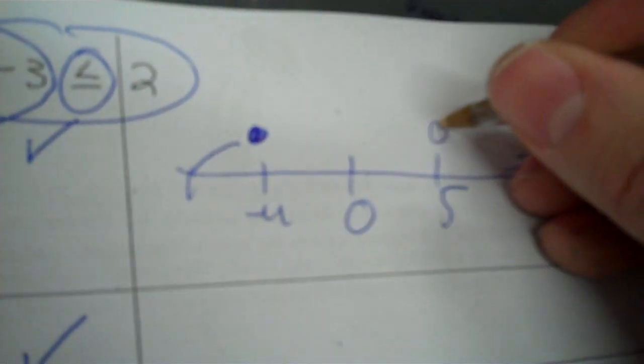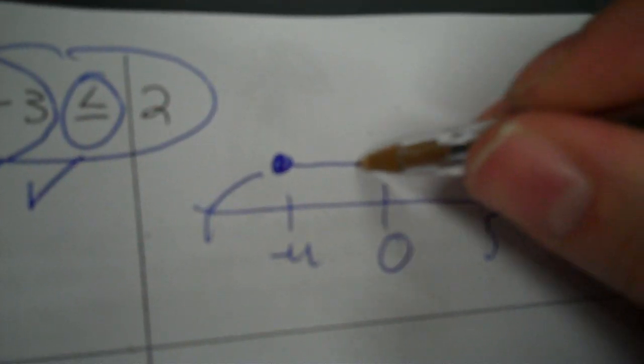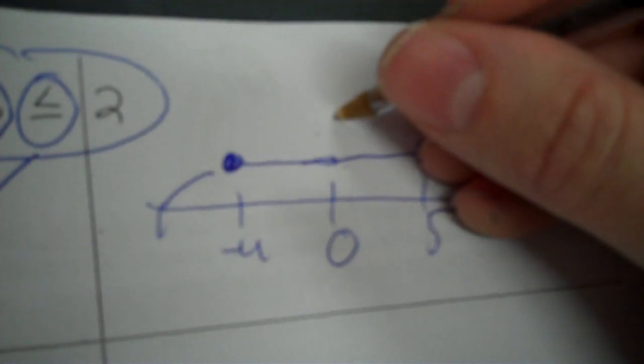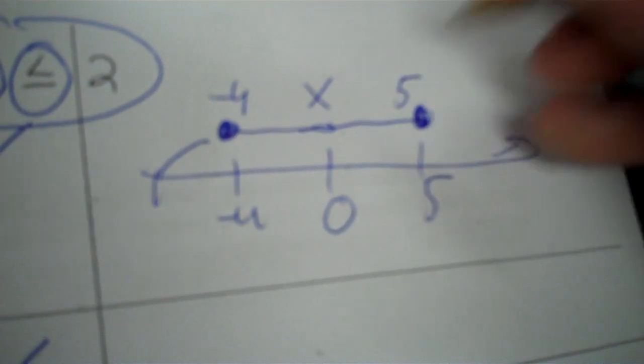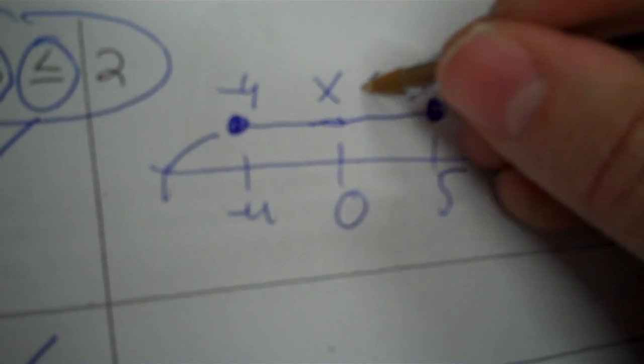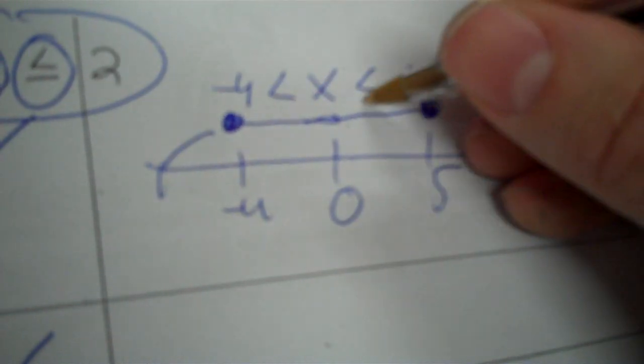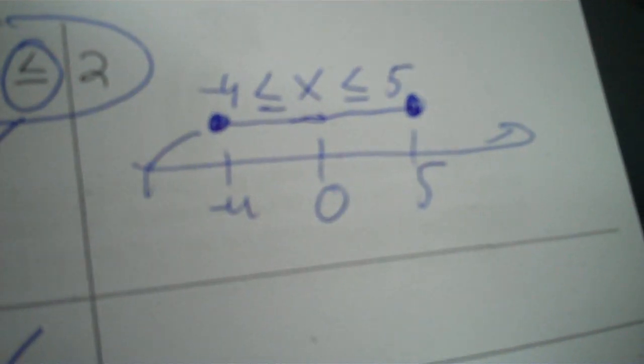Okay, so the circles, both of them, you fill them in. So you're greater than negative 4, but you're less than 5. Now to label that correctly, you put x in between negative 4 and positive 5. Then you eat the 5 and you eat the x. Both these would have lines underneath.